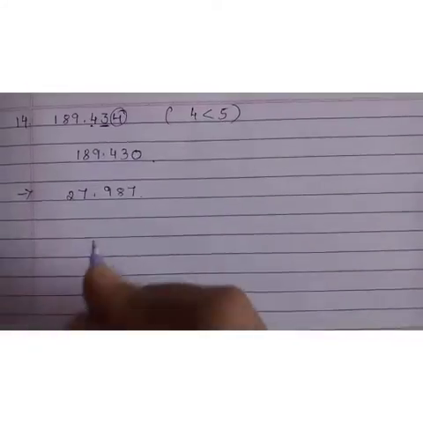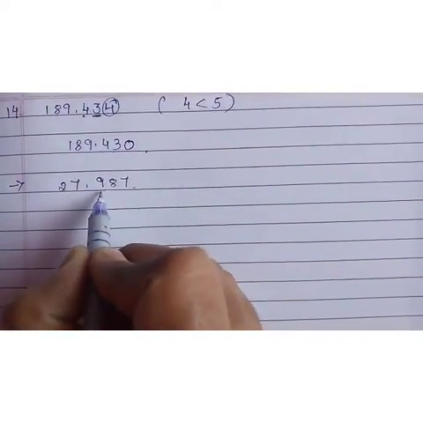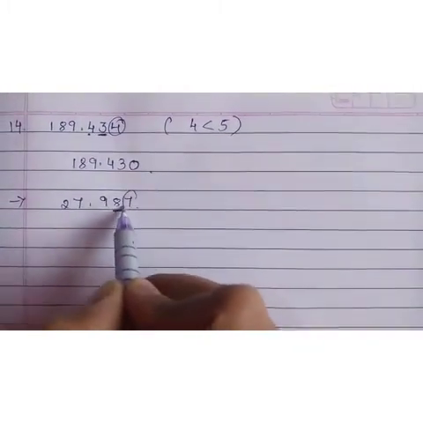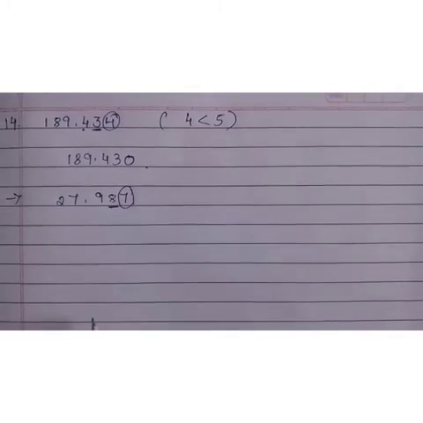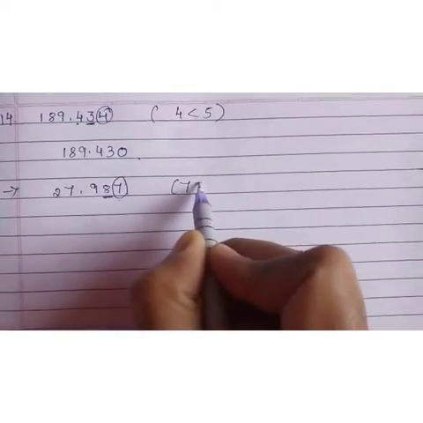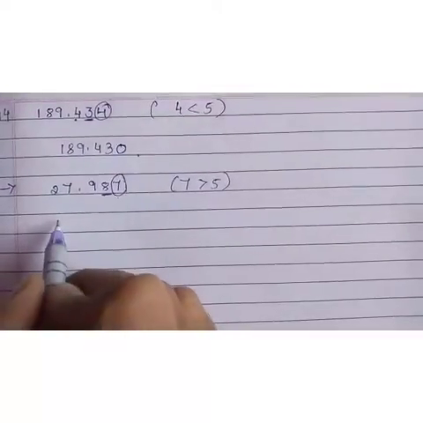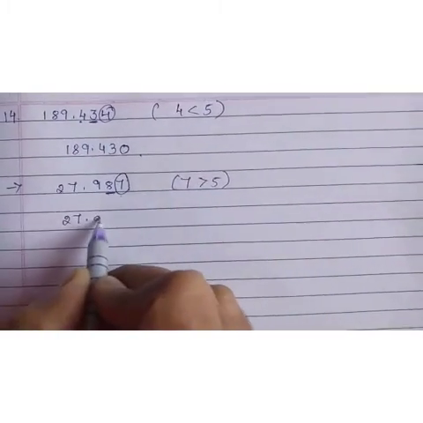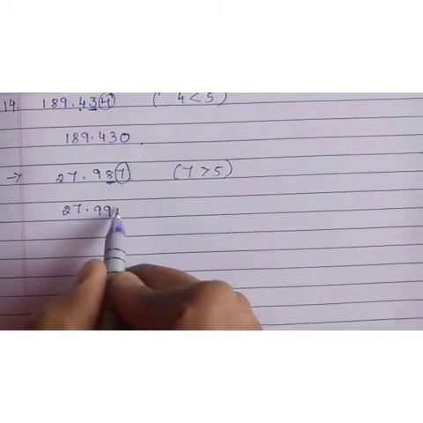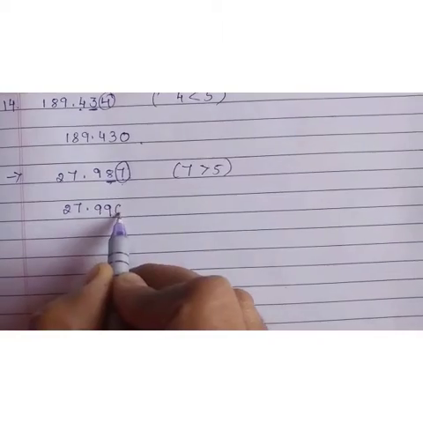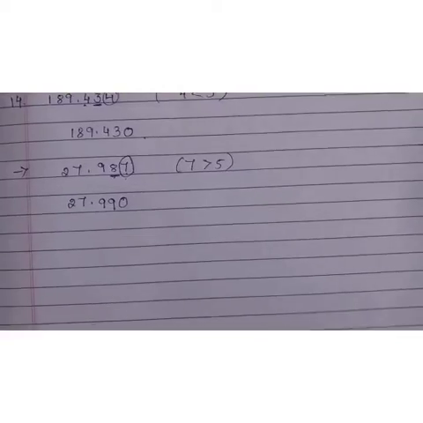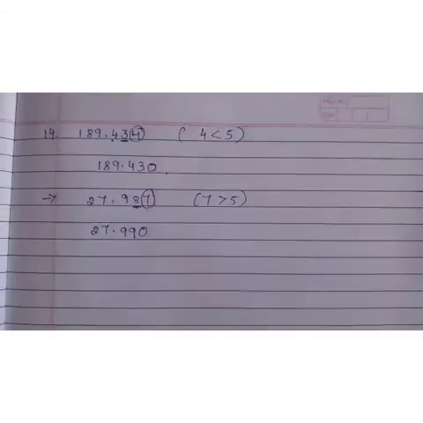27.987. Here the nearest 2 decimal places are 9 and 8. The digit coming next to it is 7. Is 7 greater than 5 or less than 5? It is greater than 5, isn't it? So what do you have to do? You have to add 1 to the rounding digit. So 8 becomes 9 and the 7 becomes 0. That is, when you round off, the rest of the digits become 0. This is how we have to round off to 2 decimal places, 3 decimal places and so on.